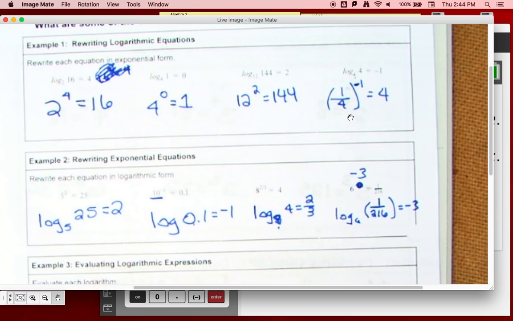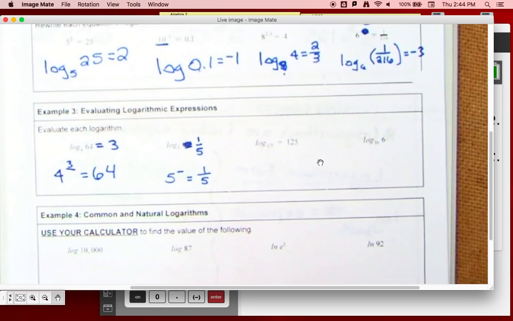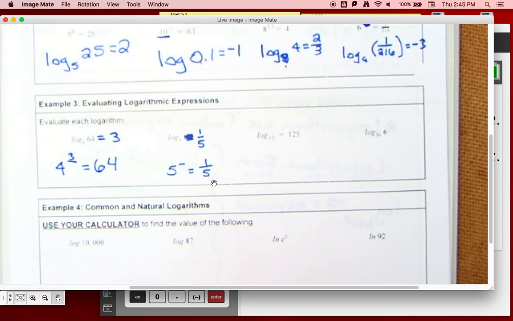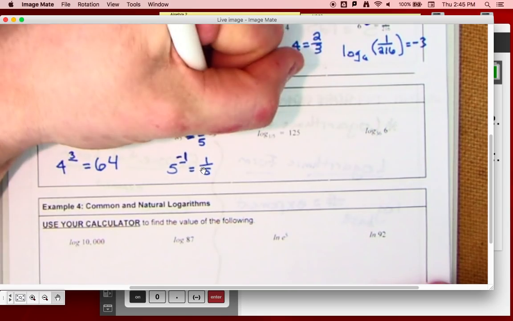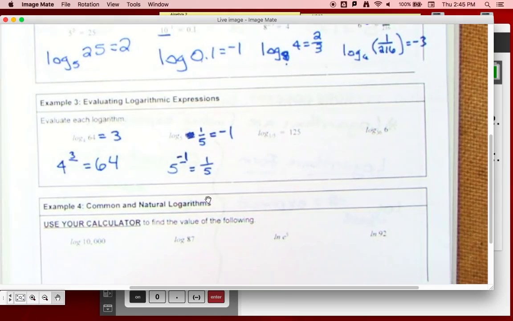Where we had 1/4 to what power equals 4, and that's -1. Well, here we have kind of the reverse. So 5 to what power equals 1/5? You can do it one of two ways. If you know that those are reciprocals, and so you have -1 as an answer, that's fine. But if you're unsure, remember that hint that we talked about yesterday.